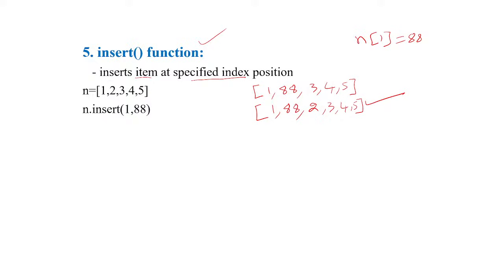You can write like this. But if you write like this, what happens? The number present at index 1 will be replaced, will be overwritten. The old number is gone. The old number is no more available.